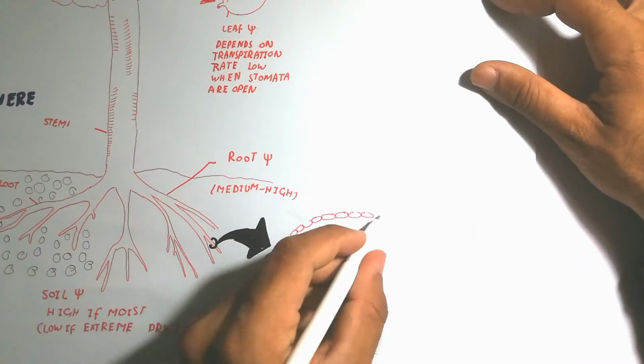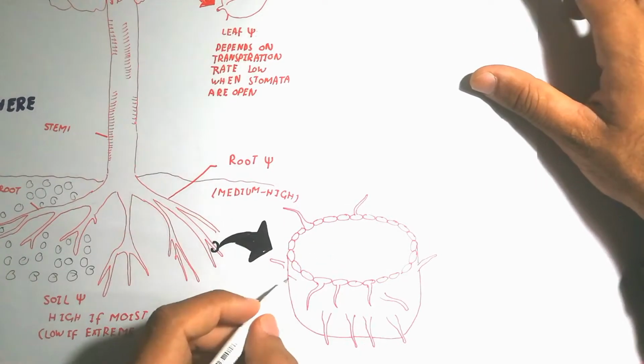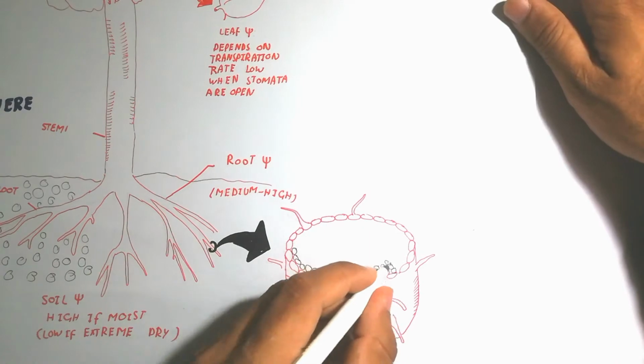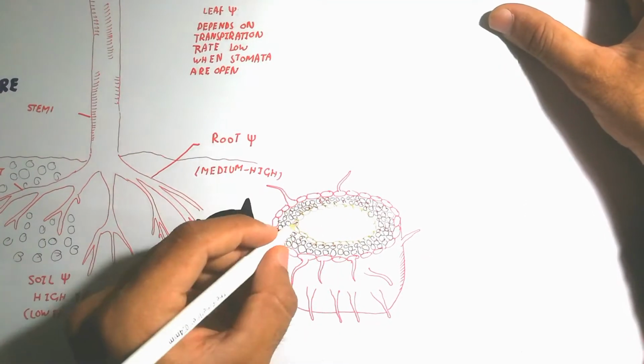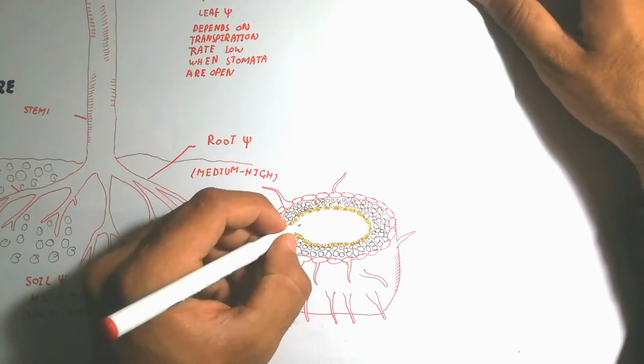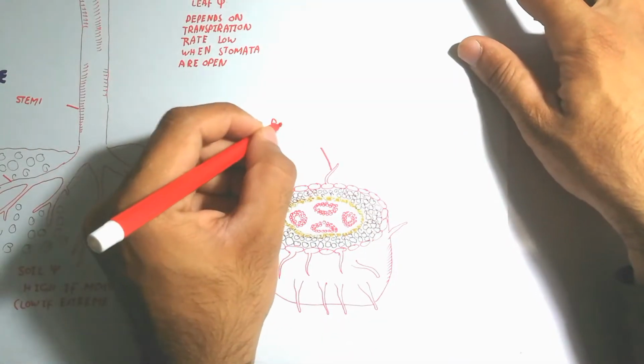So the plant will not diffuse the water into the atmosphere. Here we will talk about the root. This is a cross section of the root. There is the epidermis present here, and here is the endodermis, and between the epidermis and endodermis is the cortex.